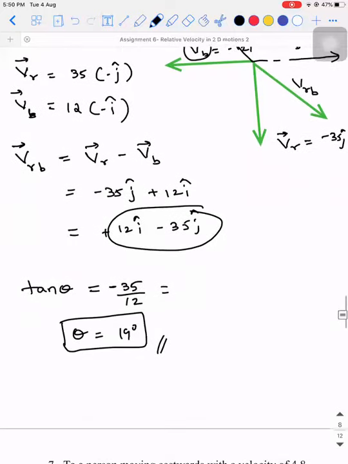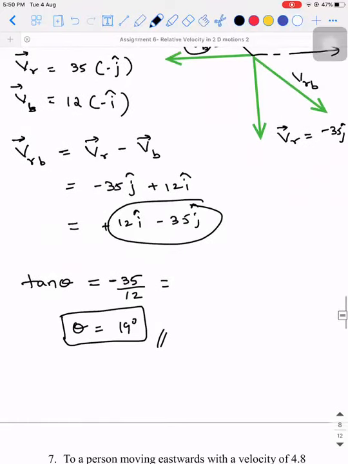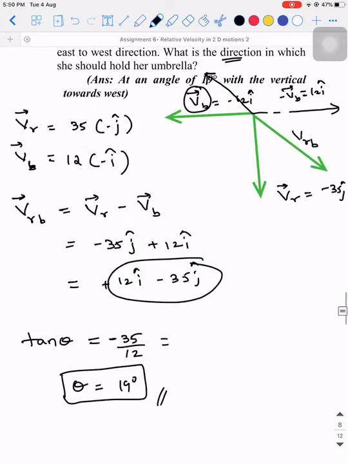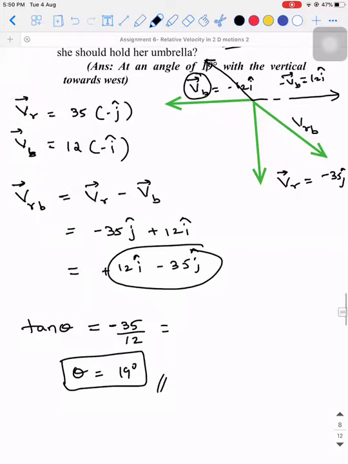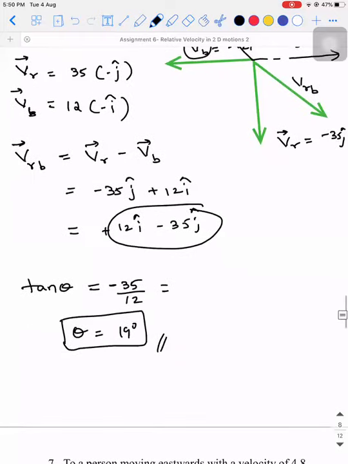So it's a similar problem like yesterday, but the only difference is that there they asked what is the resultant velocity. Here the question is about what is the direction in which the umbrella is supposed to be held. Shall we move on to the next one? Yes, sir.